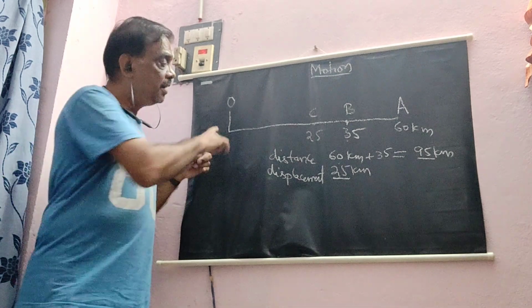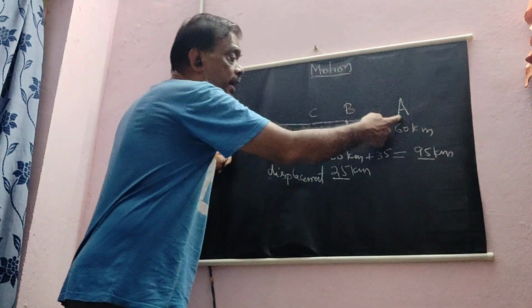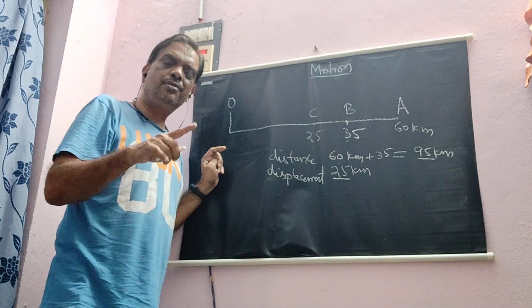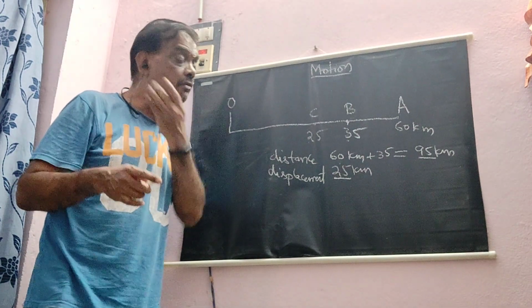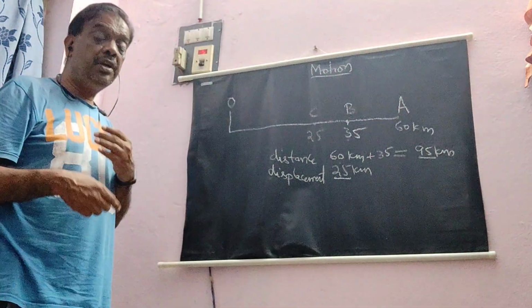Otherwise, in this case, an object travels from O to A, and comes back to C. In that case, distance is always greater than displacement. Now we will figure out the other differences.